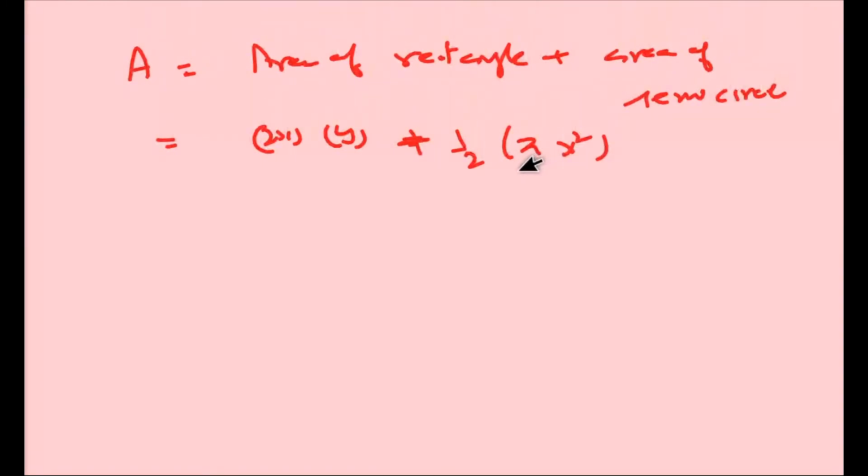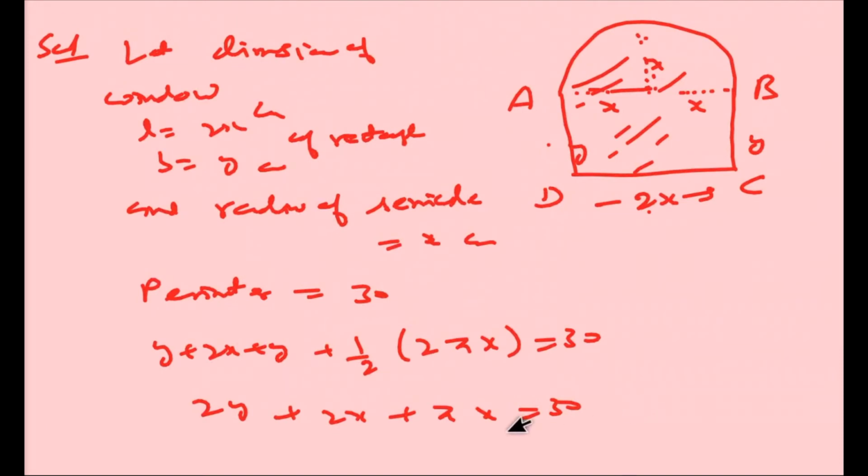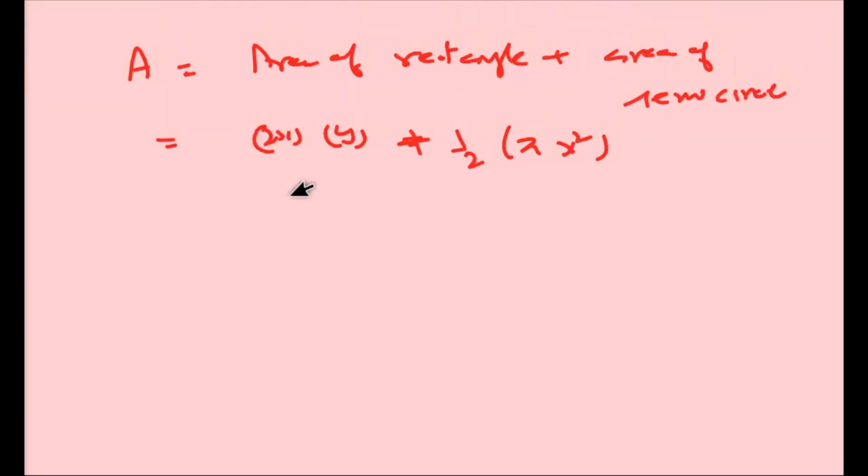Now with the help of these equations we have to change it into one variable. With the help of equation 1 we have to change it into one variable. The easier way is to change it in terms of y. So we put the value of y as 30 minus 2x minus pi x, upon 2, and the area becomes half pi x square. Now it is in terms of x.